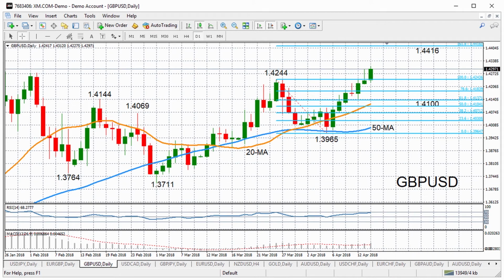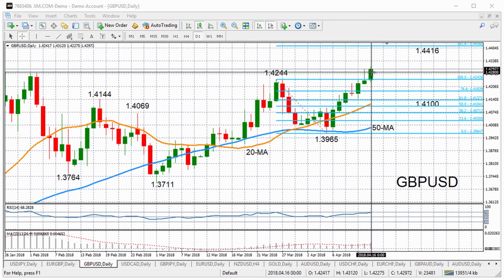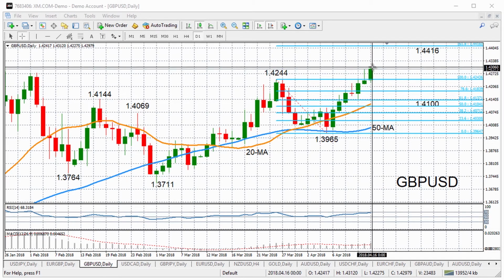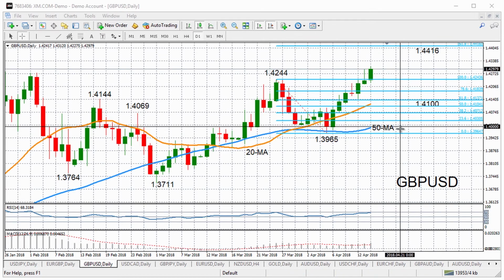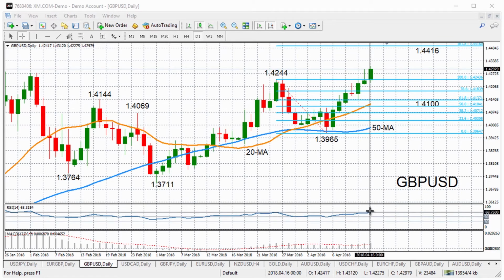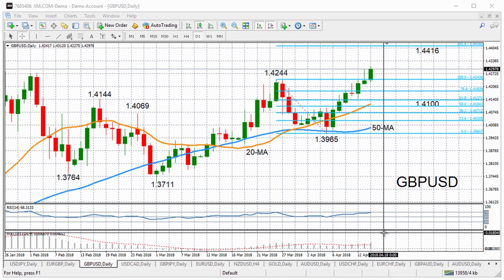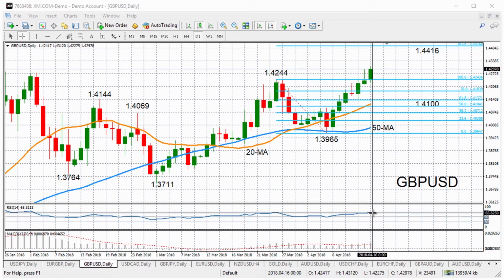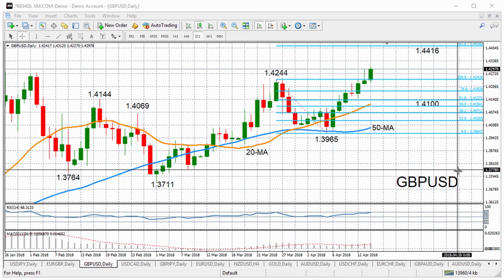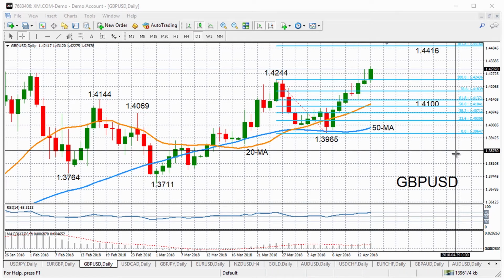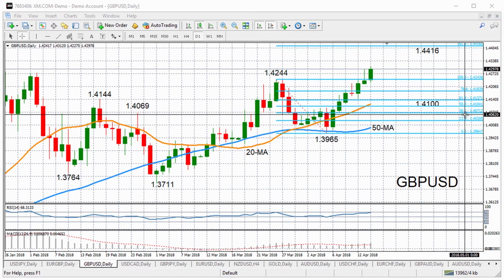Moving now on to the pound dollar. The pound dollar has hit near 3 months high this morning, above the 1.43 level. The short-term bias is clearly a bullish one. RSI is approaching the 70 overbought level. If it does cross into that territory, it could signal a downside reversal, but for now things are on the up.